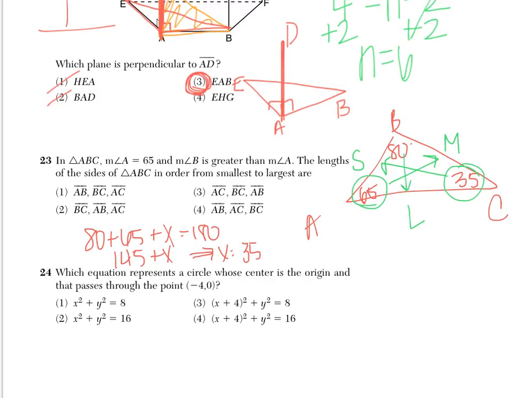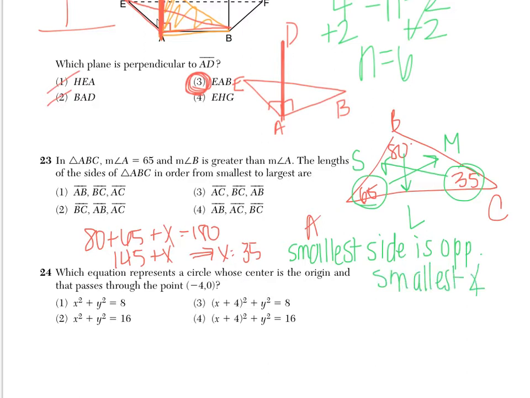And let me just write that out. Smallest side is opposite smallest angle. And the same goes for the largest side. You can write that out if you choose to. Largest side is opposite the largest angle.